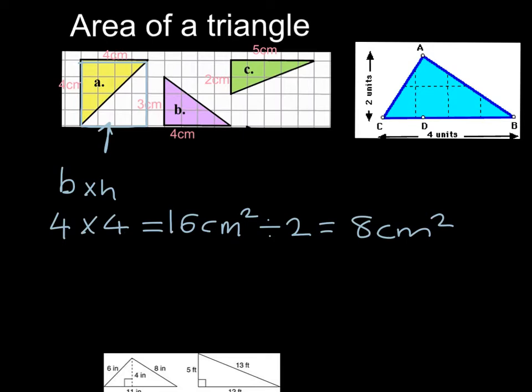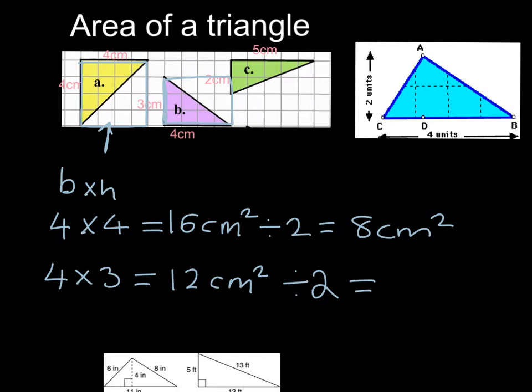If we look at the second one, same principles. It's a triangle 4 by 3, which I can turn into a rectangle 4 by 3. If it was a rectangle 4 by 3, that would be 12 centimetres squared. And again, you could count the squares in the picture, but the triangle takes up half of the space, so half the area, 12 divided by 2, 6 centimetres squared.